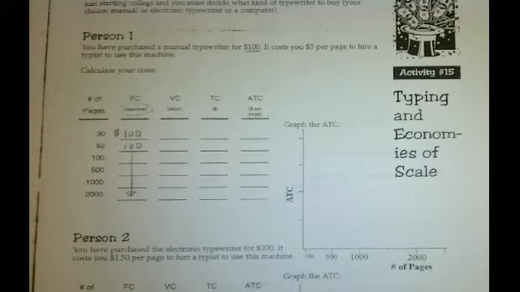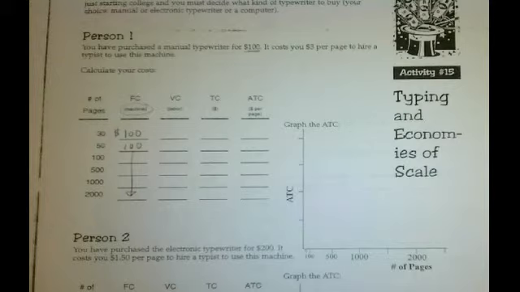So the first person here is using a manual typewriter to type on. The machine itself you have to pay for, and it doesn't matter if you type 30 copies or the 2,000 pages there on the left-hand side. That machine is going to cost $100, so it is a fixed cost. We're going to put that $100 in the first column, because if I type 30 copies or 2,000, it is a fixed cost.